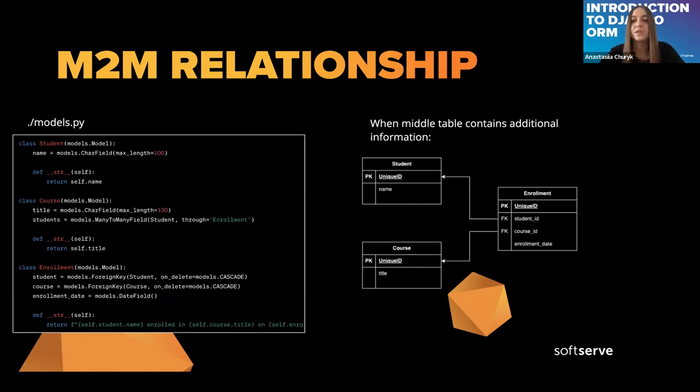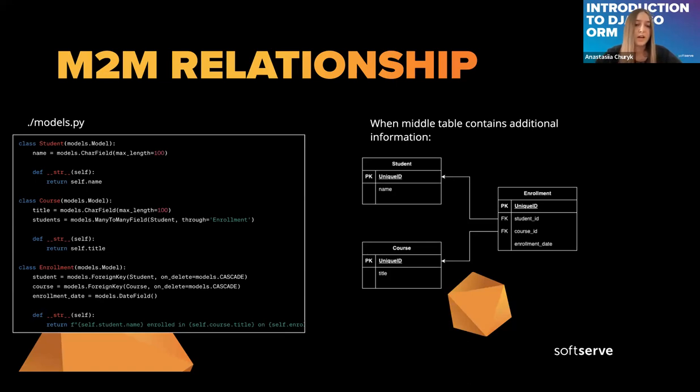One-to-one field as well as foreign key field are easy to implement. You just have to pass a parameter of the model you're relating to, what to do on model delete, and if no value is allowed. For many-to-many relationship, Django by default creates a middle table that contains foreign key to the first model and foreign key to the second model. But if you need to store more information in this middle table, you can also create your own table as is shown in the example.